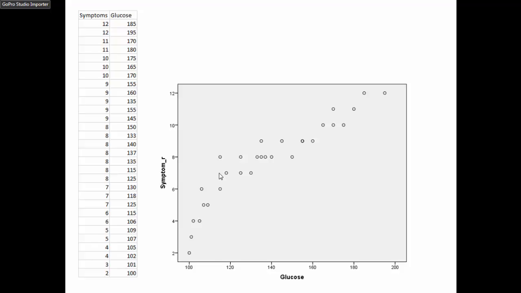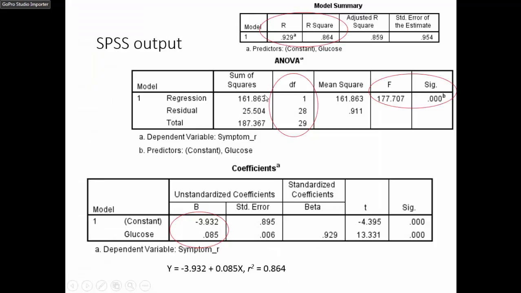So we got some data. This is what the data looks like. And you can already tell this looks like a pretty positive relationship between blood glucose and symptoms. But the actual test gives us a bunch of outputs. It gives us the r and the r squared value, which is very high, very positive. And the r squared is very high as well. It gives us an ANOVA test because that gives us the significance of the relationship, or p-value, which is very low at 0.000 or less than 0.001.